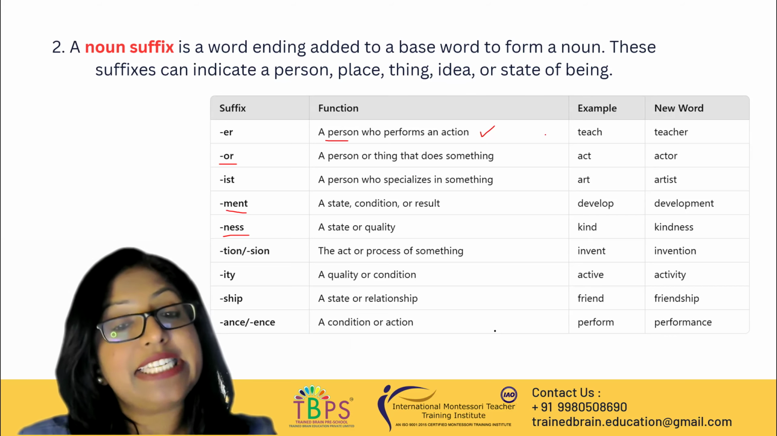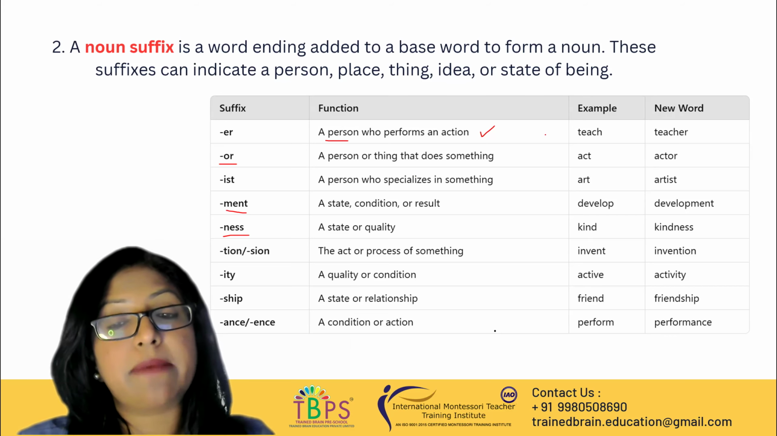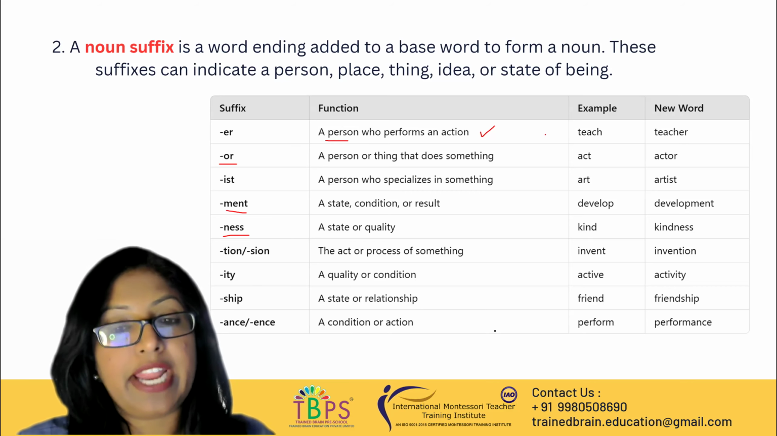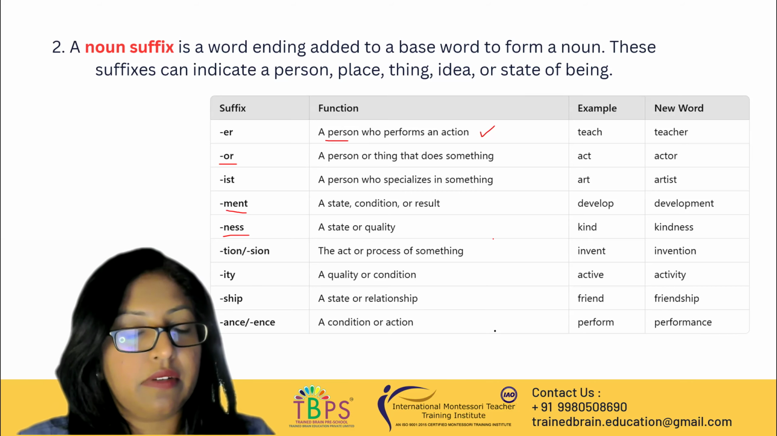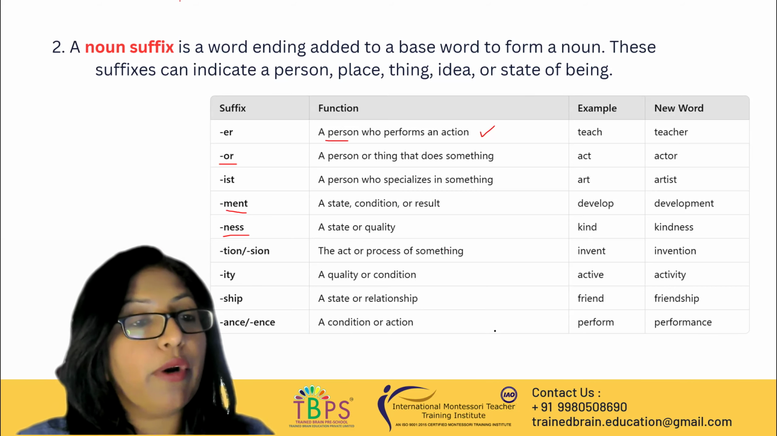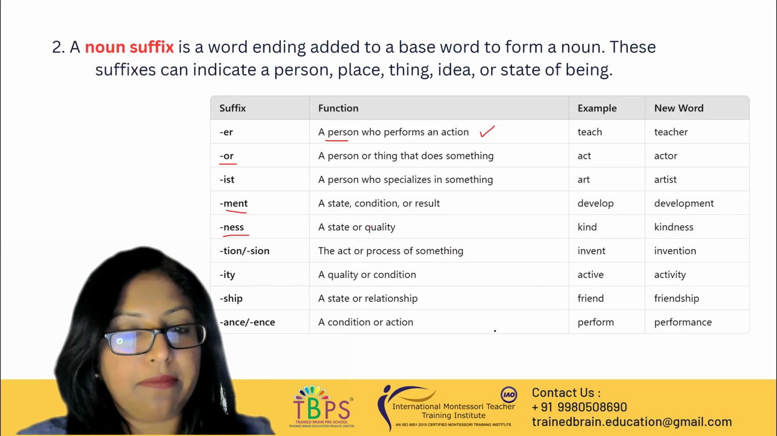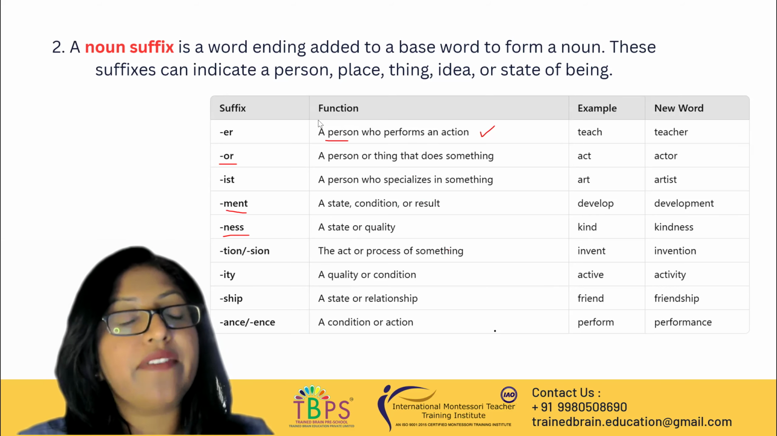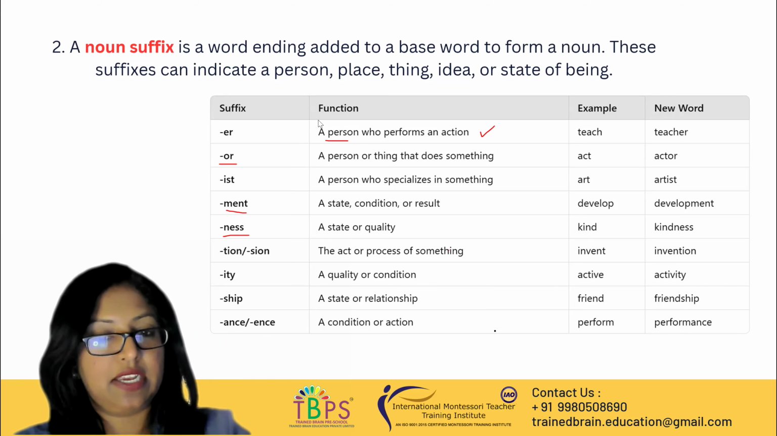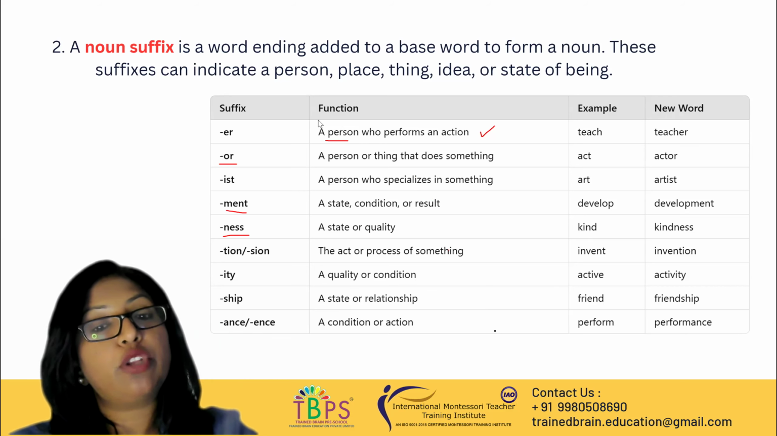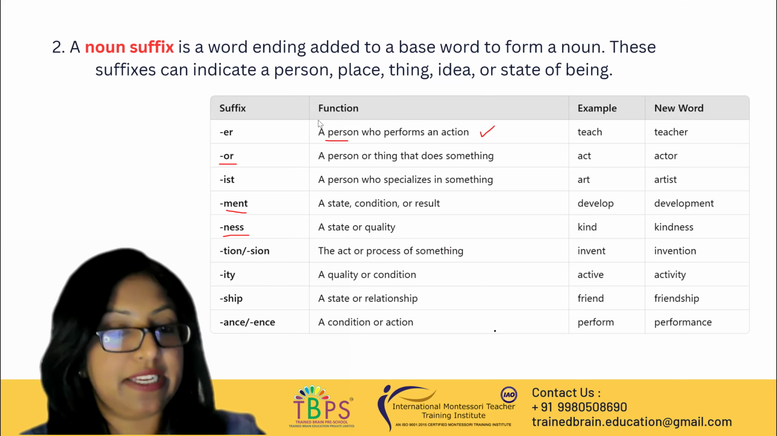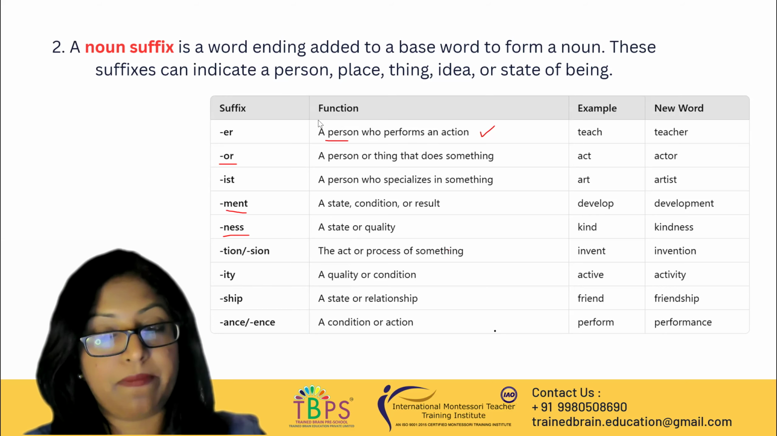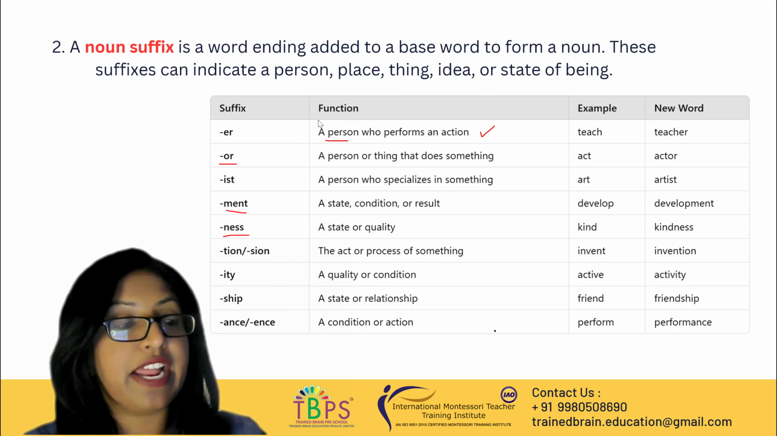Now, if we add TION or SION, it is the act or process of something. So invent, invention. So you can add TION or SION. Likewise, you might also have ITY as a suffix, if you're talking specifically about the quality or the condition of the noun: active, activity. If you want to talk about the relationship: friend, friendship.